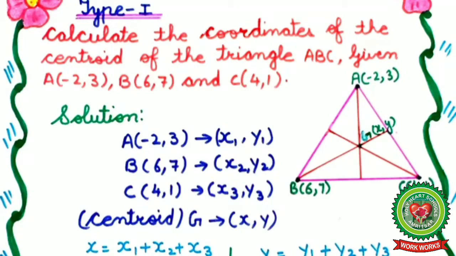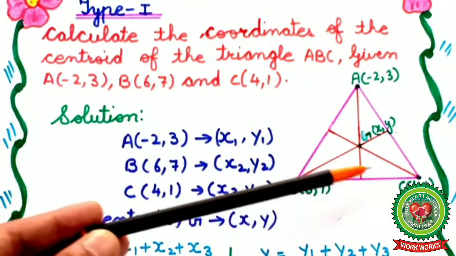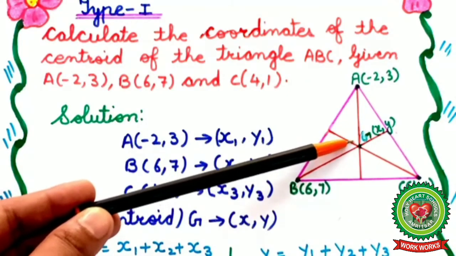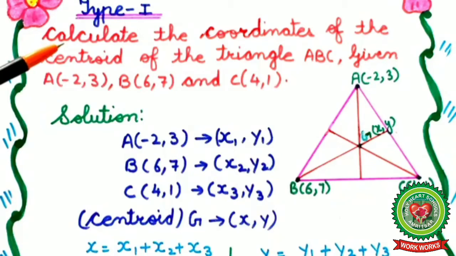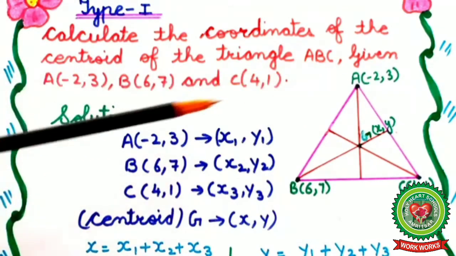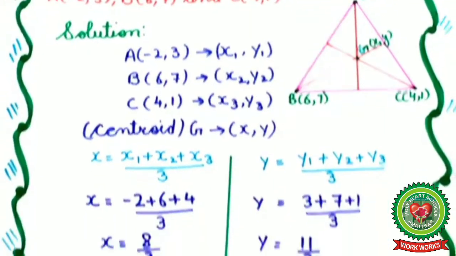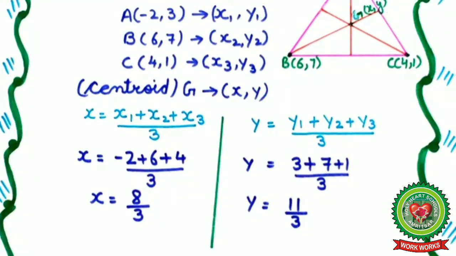Now the first type of centroid of a triangle is when all vertices are given and we have to find the value of the centroid. According to this, the question is: calculate the coordinates of the centroid of triangle ABC, given A (-2, 3), B (6, 7) and C (4, 1). So the coordinates of A are x1, y1, of B x2, y2, of C x3, y3. Then we have to find the centroid, denoted by G, with coordinates x and y.